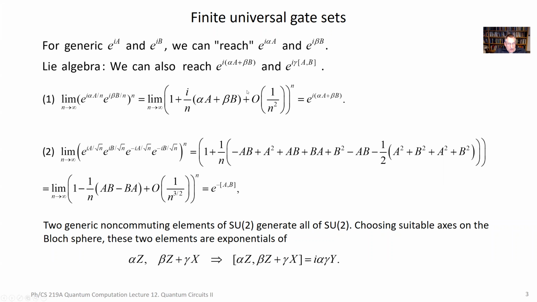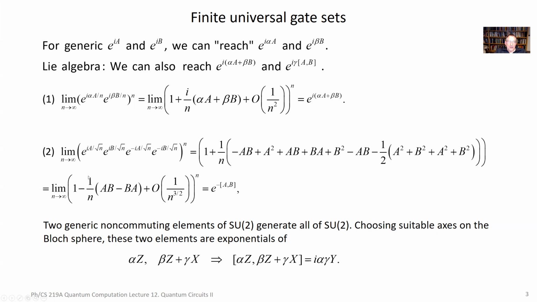Well, now I consider constructing a circuit like this. I didn't bother with the alphas and betas here. You can imagine those are just absorbed into A and B at this point. But the point is that if I know how to reach e to the iA, I can reach e to the i times any number if A is generic. So in particular, I can get as close as I want to e to the iA over the square root of n and e to the iB over the square root of n.